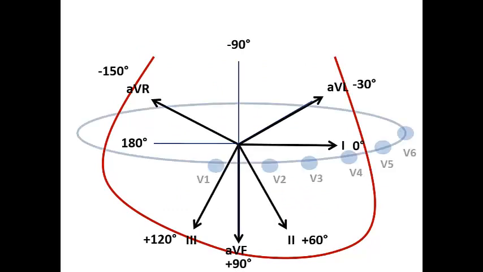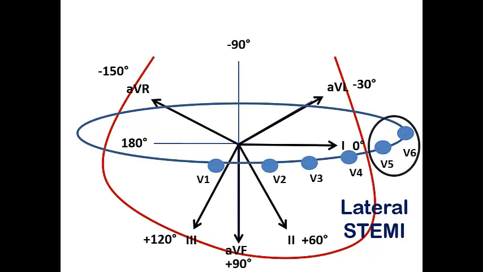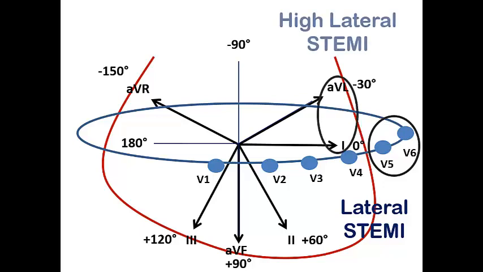There is of course subclassification of the lateral STEMI. When the involvement is only in V5 and V6, which are the most lateral precordial leads, it is called lateral STEMI, as it involves mainly the lower region of the lateral wall, whereas when it involves 1 and AVL, it involves the superior region of the lateral wall, so we call it high lateral STEMI, as 1 and AVL are considered the high lateral leads in comparison to V5, V6. So of course, don't be astonished or confused when you hear these two nomenclatures. These two terminologies are both subtypes of lateral STEMI according to which lateral leads are involved.